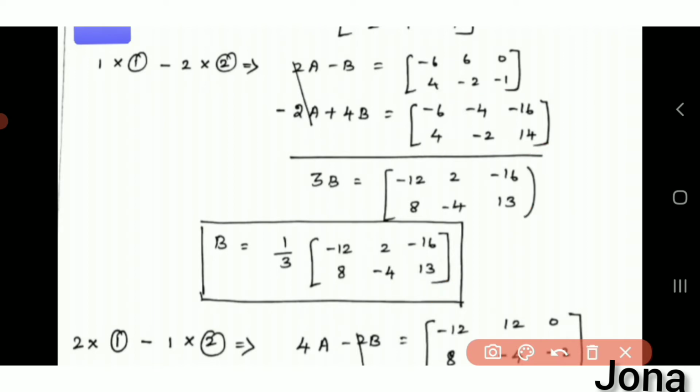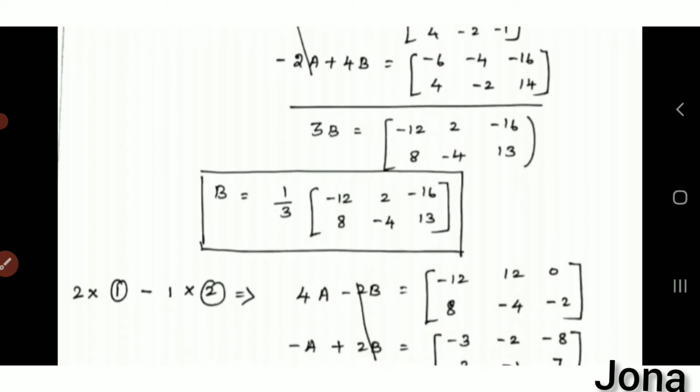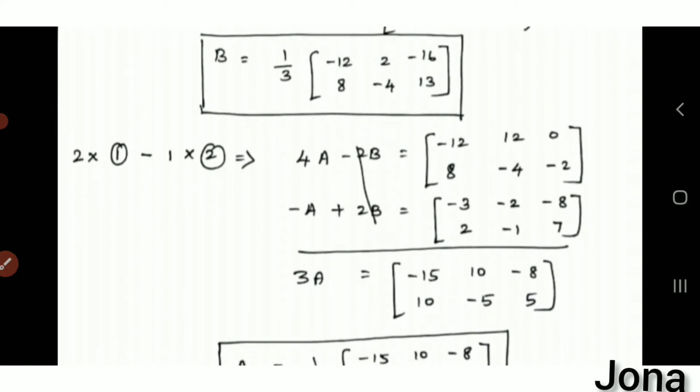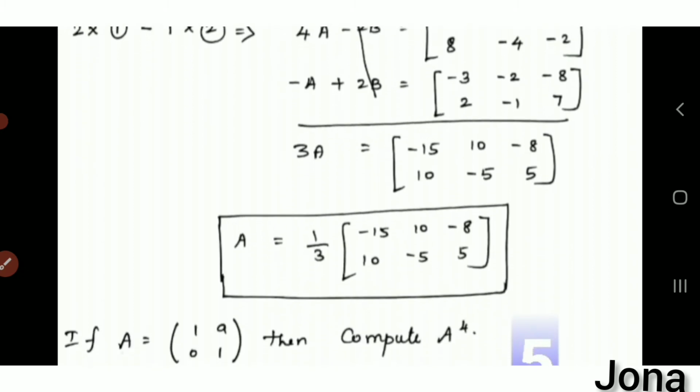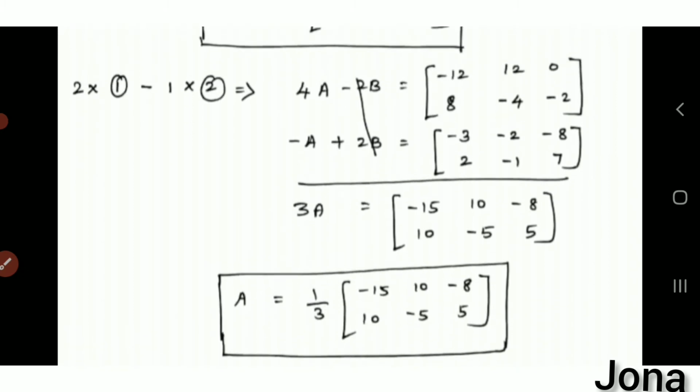Now we got the value of B, isn't it? So 3B equal to this much. So B equal to 1 by 3 into the same matrix. And then we want to find the value of the A matrix. So substitute this value of B in the equation. We can substitute in some other equation so that we can get it easily, or else we can do it in this method also, where we make the coefficients of B the same so that we can cancel these two.